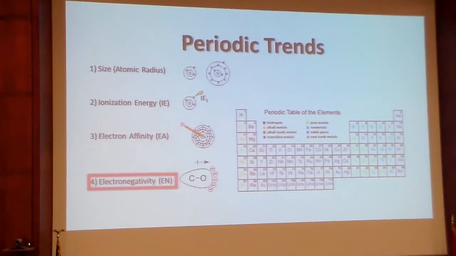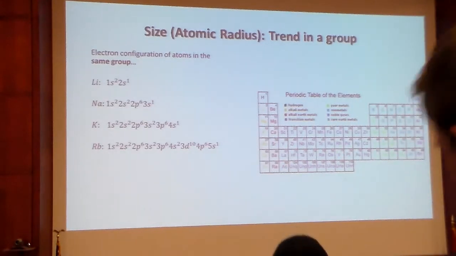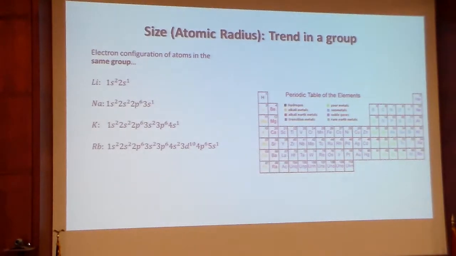And the last one, we talk about electronegativity. We're going to pull the rope a little bit, you will see. Just a little touch from last time, size, what about atomic radius. So we have to know the trend down the group and across the period. Take a look at down the group.